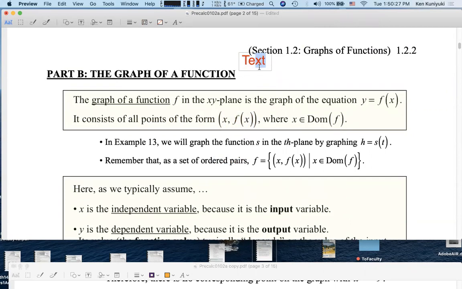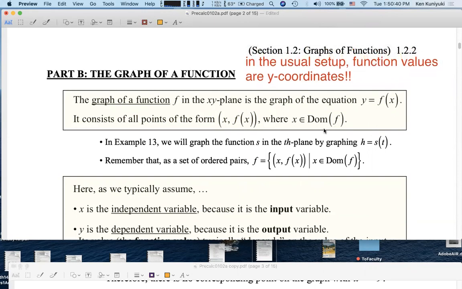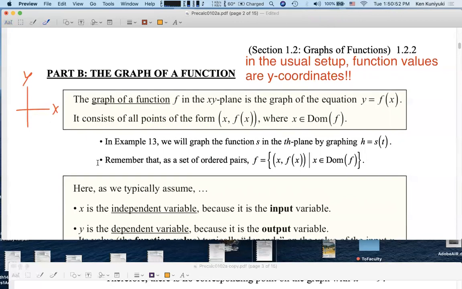In the usual setup, function values are y coordinates. The outputs are y coordinates for points on the graph. Basically, x corresponds to domain, y corresponds to range. X is the inputs, y is the outputs.